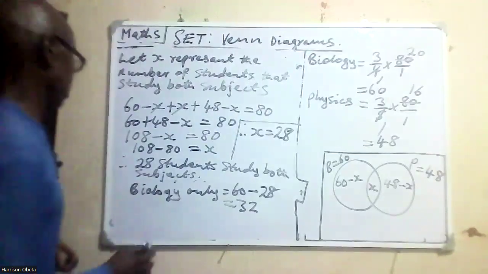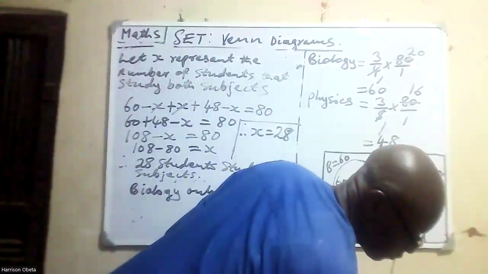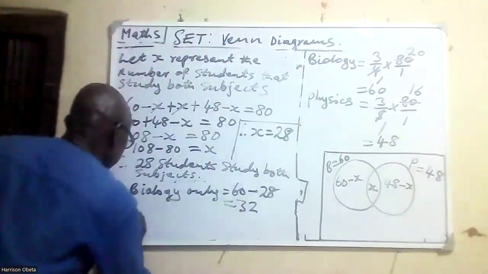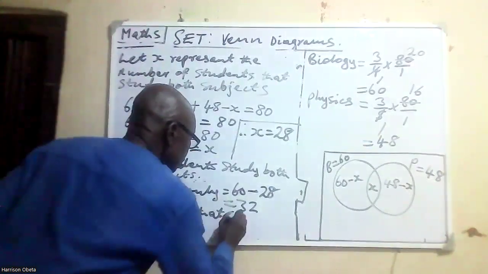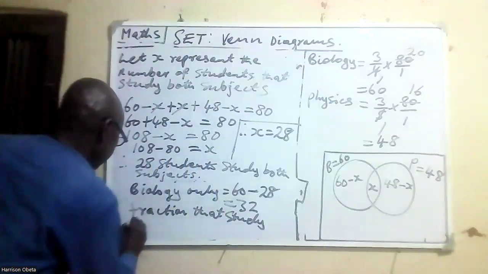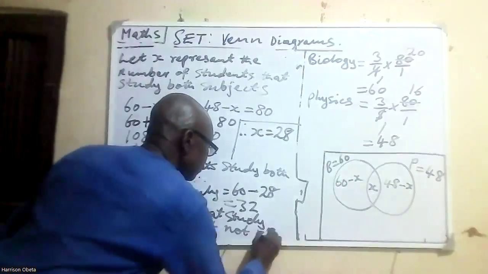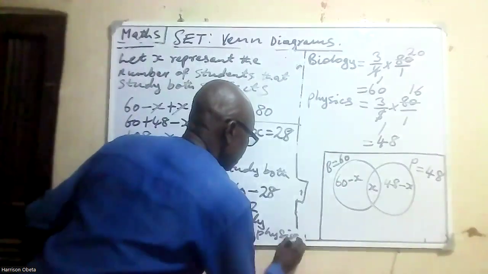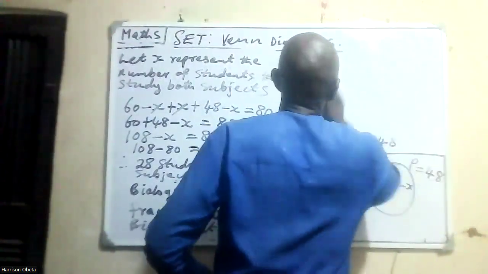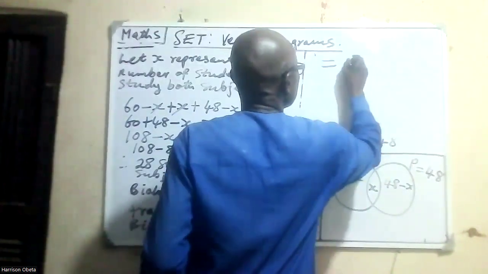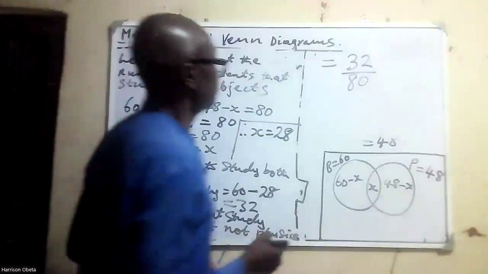For us to find the fraction, therefore, the fraction that studied biology but not physics is equal to 32 all over 80, because the total number of students in the class is 80.